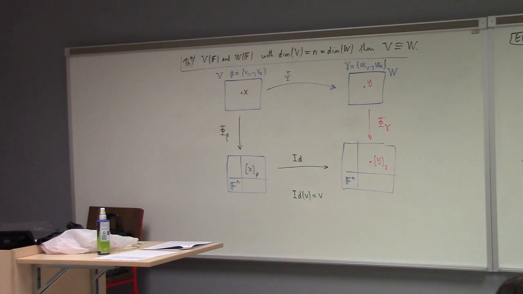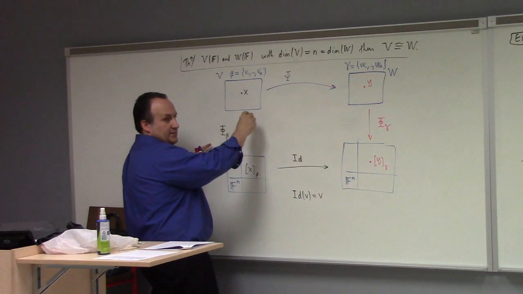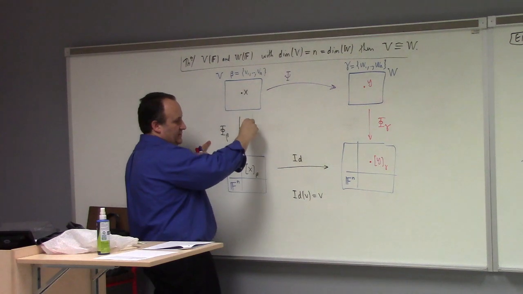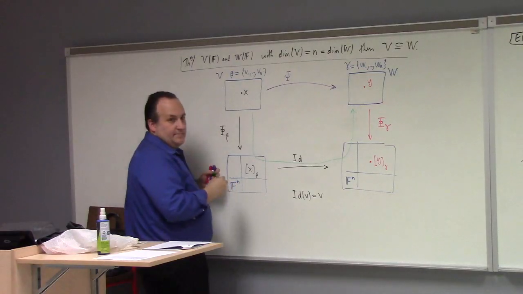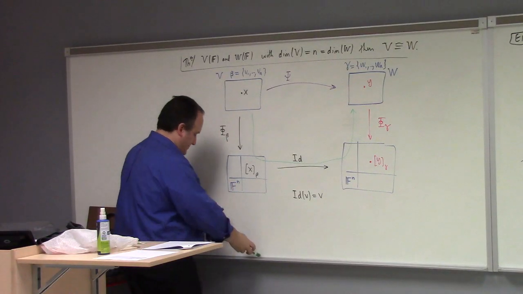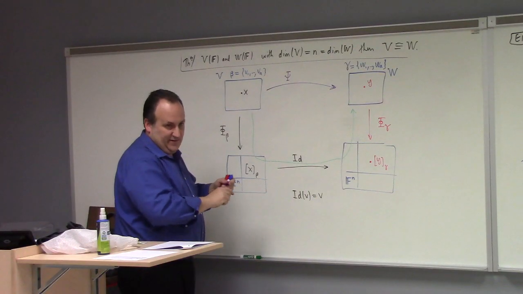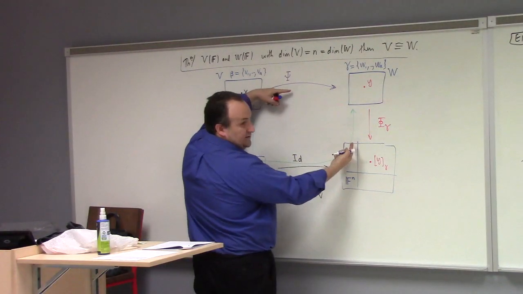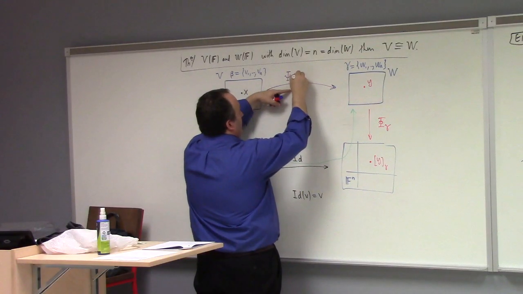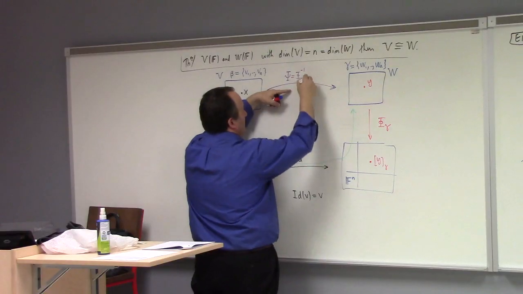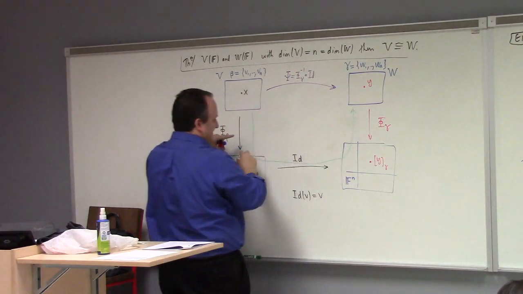Let me draw a picture. What if we do this? Like that. What is that? Well, the last shall be first in composition. So the last thing I do is go opposite the phi gamma. So I do phi gamma inverse composed with the identity, which is kind of silly, right?